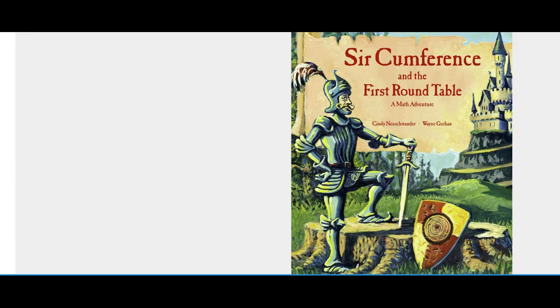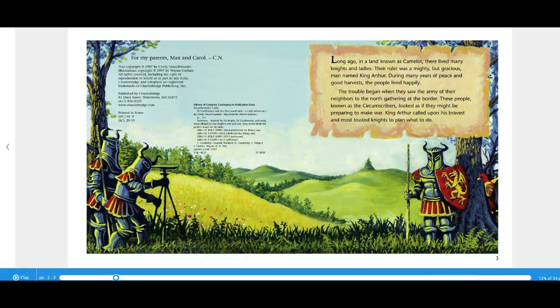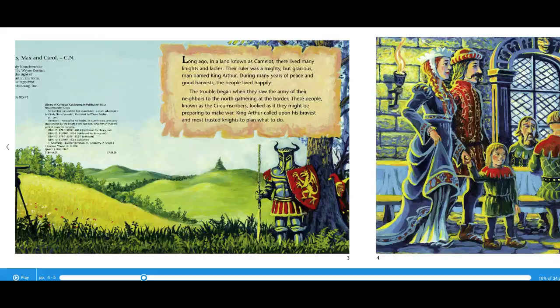Circumference and the first round table. So, long ago in a land known as Camelot, there lived many knights and ladies. Their ruler was a mighty but gracious king named King Arthur. During many years of peace and good harvest, the people lived happily. But the trouble began when their neighbors were gathering at the border. It looked as if they might be preparing to make war. So King Arthur called upon his bravest and most trusted knights to plan what to do.